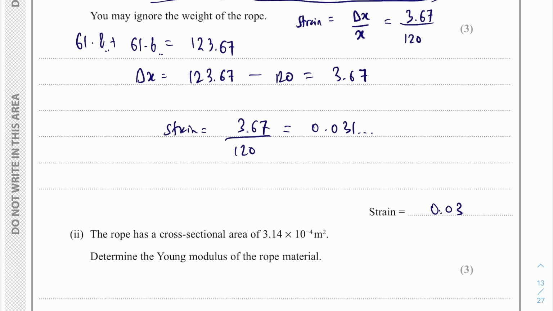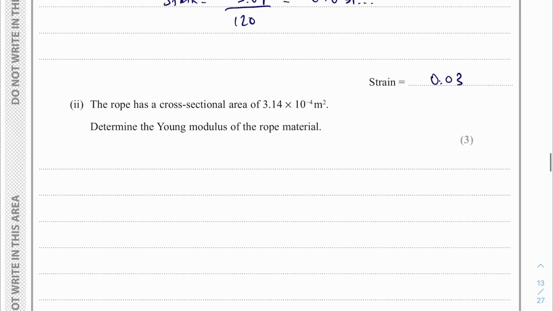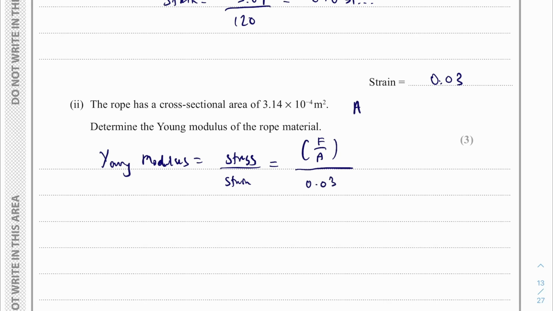That's good. The next question says, the rope has a cross-sectional area of 3.14 times 10 to the power of -4. Okay, so this is area. Then it says, determine the Young modulus. We know Young modulus is stress over strain. We know stress is force over area. We know strain is 0.03, we already know, 0.031.